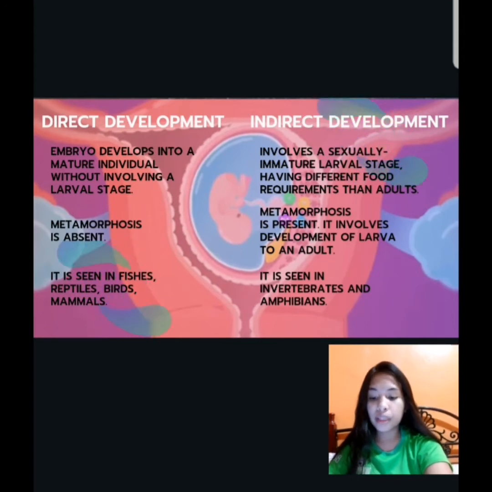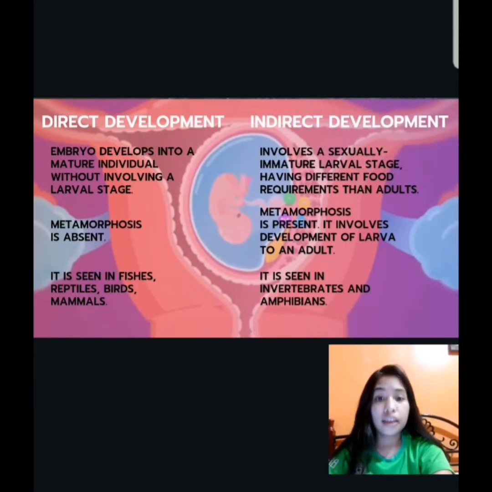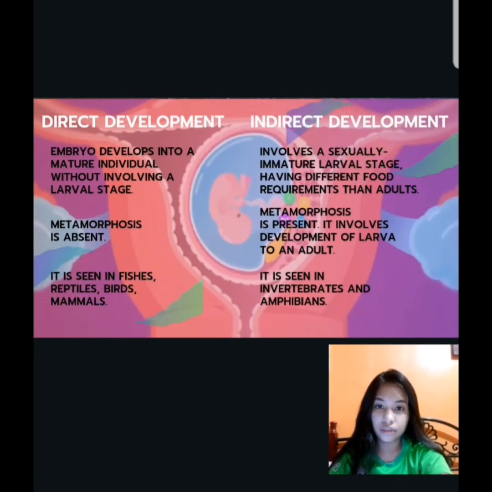Direct development. In this type of development, the embryo develops into a mature individual without involving a larval stage. Metamorphosis is absent. It is seen in fishes, reptiles, birds, and mammals. Indirect development involves a sexually immature larval stage having different food requirements than adults. Metamorphosis is present. It involves development of the larva to an adult. It is seen in invertebrates and amphibians.